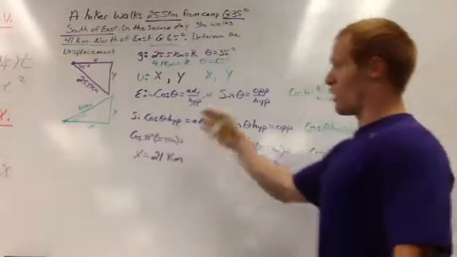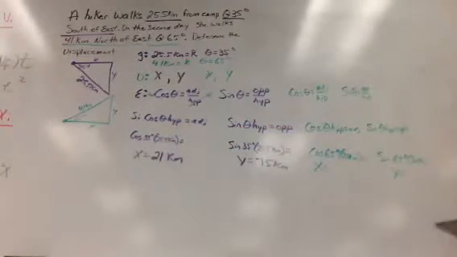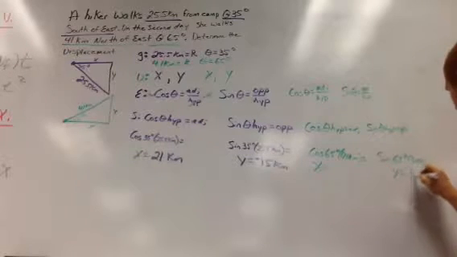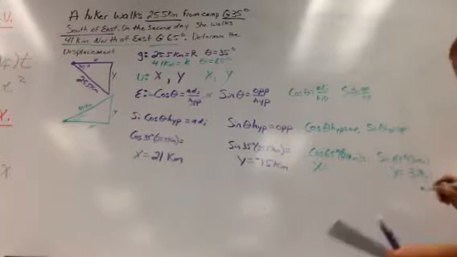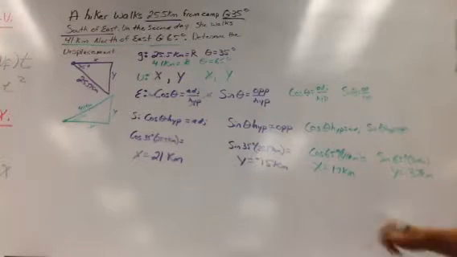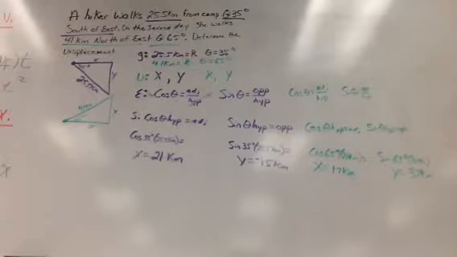Triangle 2, it's going east and it's going north, so they're both going to be positive. It'll be 37 kilometers for the y, and x is going to be 17 kilometers. So step 2 is now done. We found the x's and the y's.